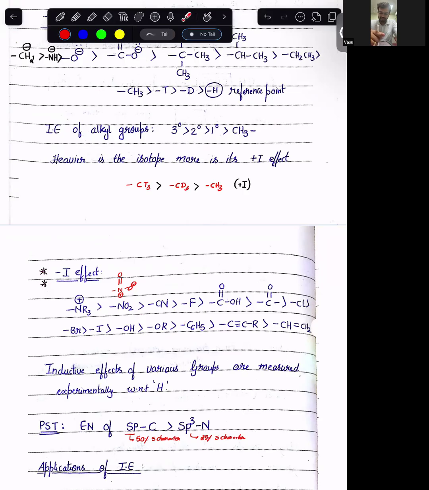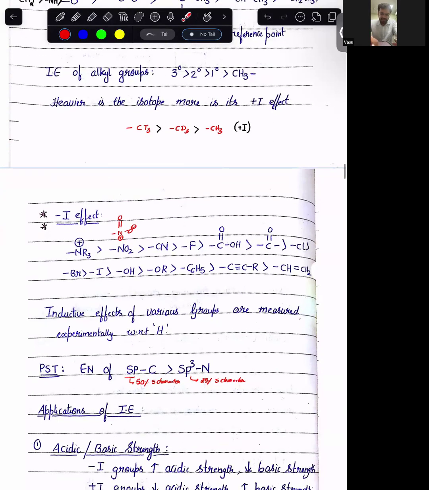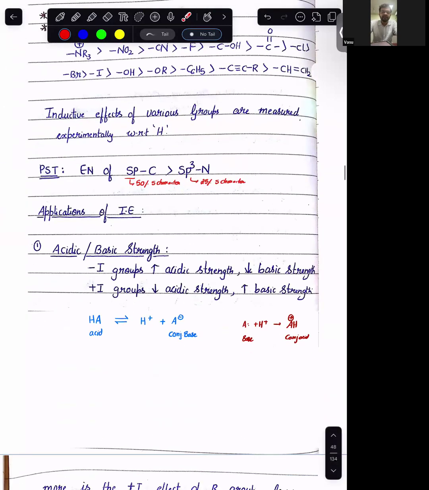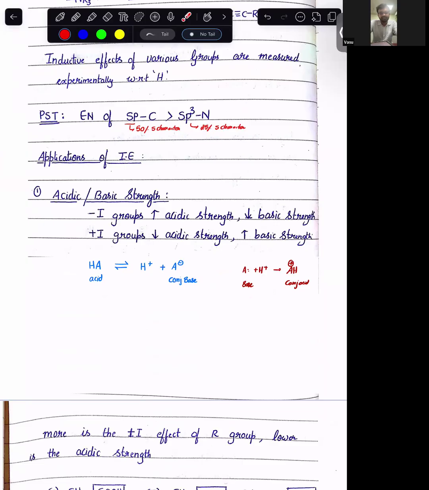But C6H5, in most of the orders, it was given to be lesser when compared to the alkyne. Alkyne is given greater. So let's stick to that order. We will see. Okay. Then applications, in the applications of inductive effect, or in this chapter, we will be comparing a lot of acidic strengths and basic strength orders.